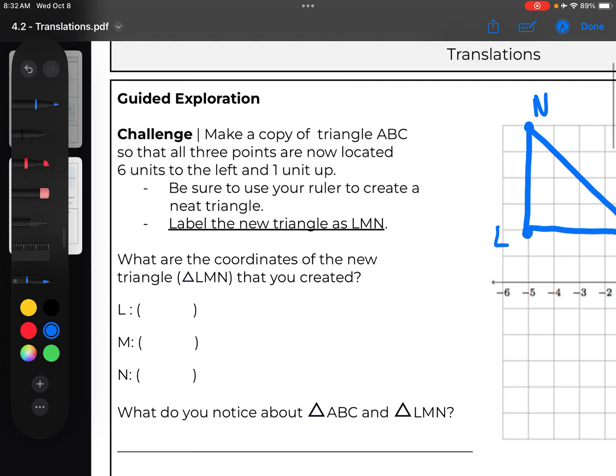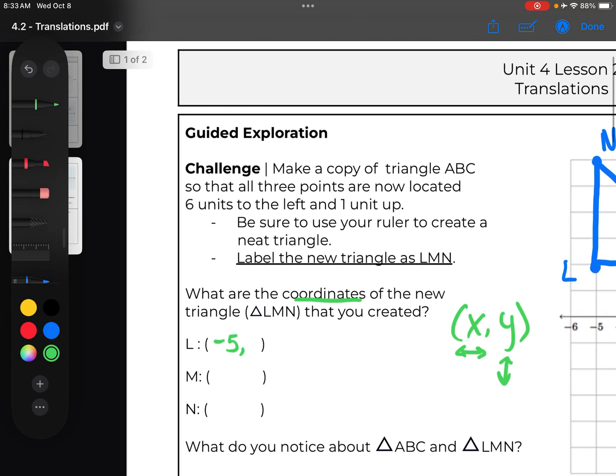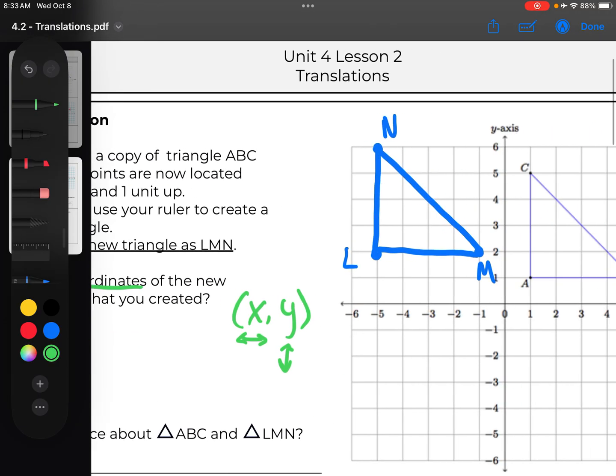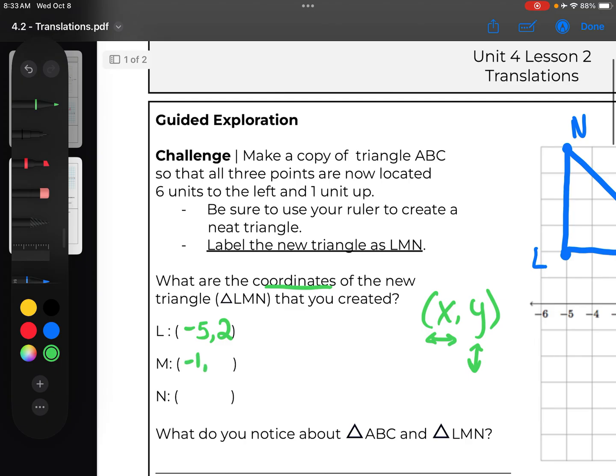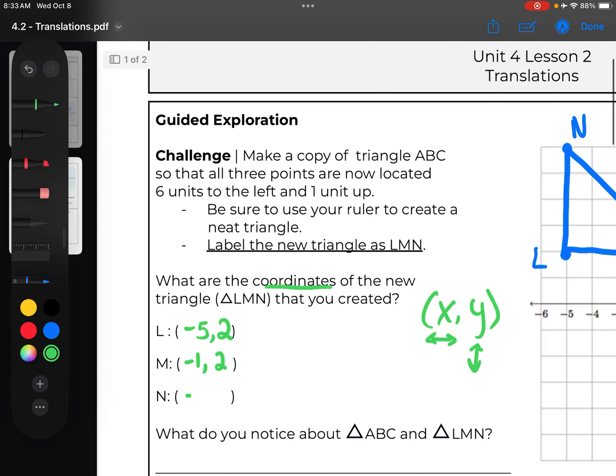So they want us to write the coordinates. Remember, coordinates are listed in an ordered pair with your x-coordinate first and then your y-coordinate. So my x-coordinate for L is -5. The y-coordinate for L is 2. Remember, your x-axis runs left and right. Your y-axis runs up and down. So the coordinates for that point is -5, 2. The coordinates for M would be -1, 2. The coordinates for N are going to be -5, 6.